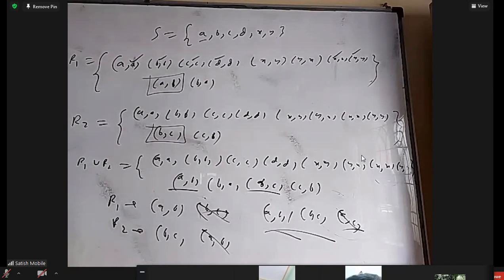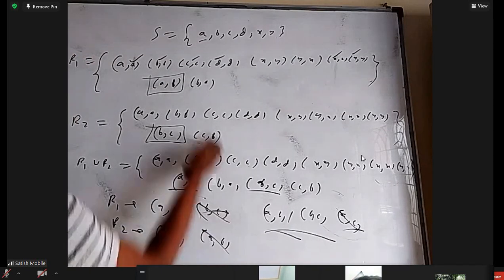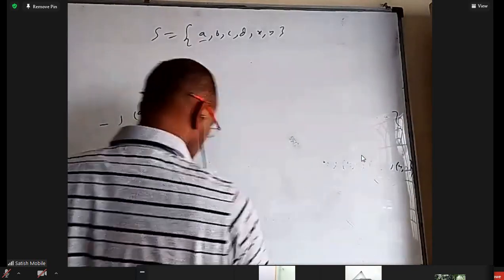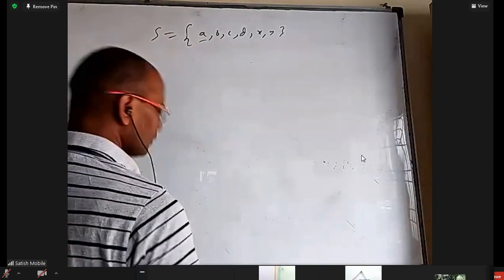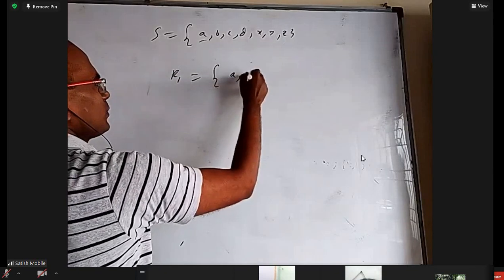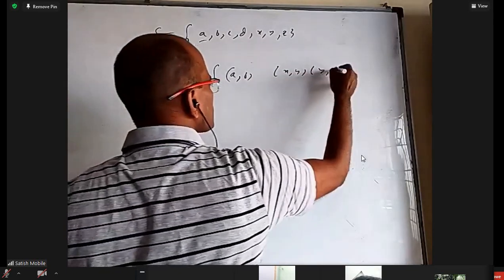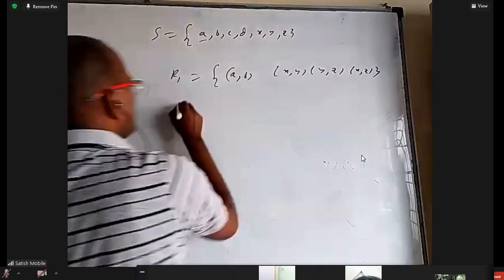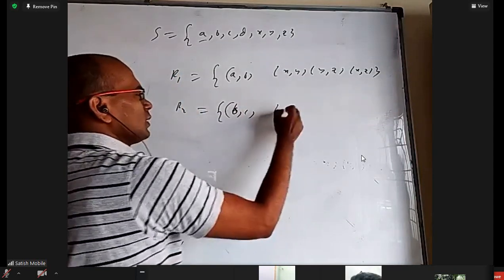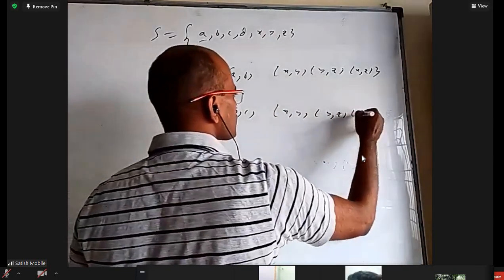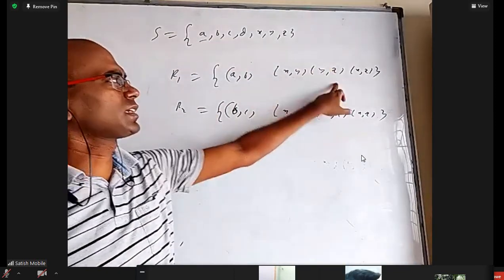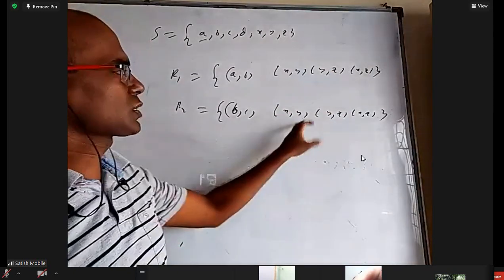So basically, I'll simplify it. Let us leave everything. I'll simplify it. I will write Z also here. I will take R1 as AB, XY, YZ, and XZ. I'll take R2 as BC, XY, YZ, and XZ. Is R1 transitive? Yes. So for X, Y is the image, for Y, Z is the image, so for X, Z is the image. R2 is transitive? Yes.